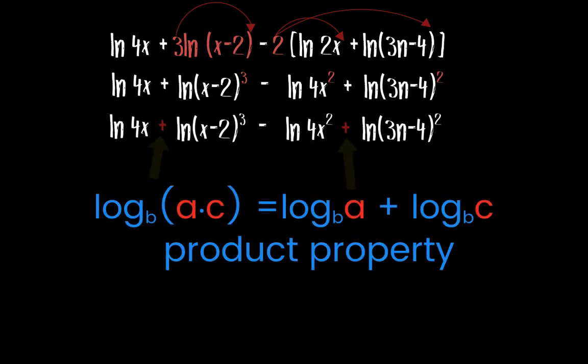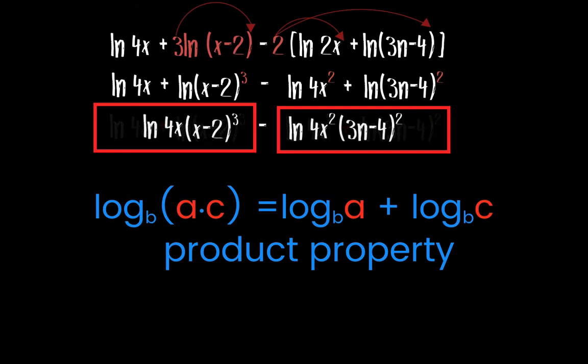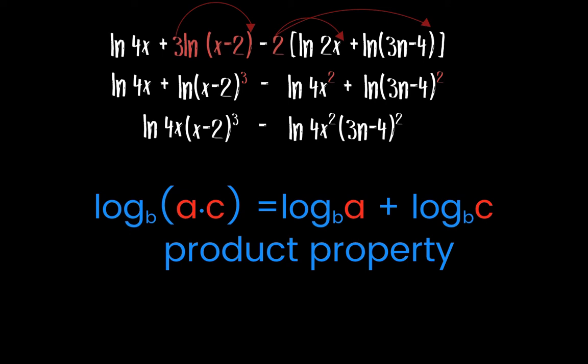And now you'll notice that I have a plus sign on both sides. So that plus sign will now allow me to use my product property. So I have natural log of 4x plus natural log of x minus 2 raised to the third power. I'm going to condense that and put that together. And that will end up with natural log of 4x times x minus 2 to the third power. And likewise on the right side, I end up with those two terms that I had. In fact, you can see the step previous to that. You can see what happened there. Now I have them both under one natural log symbol.